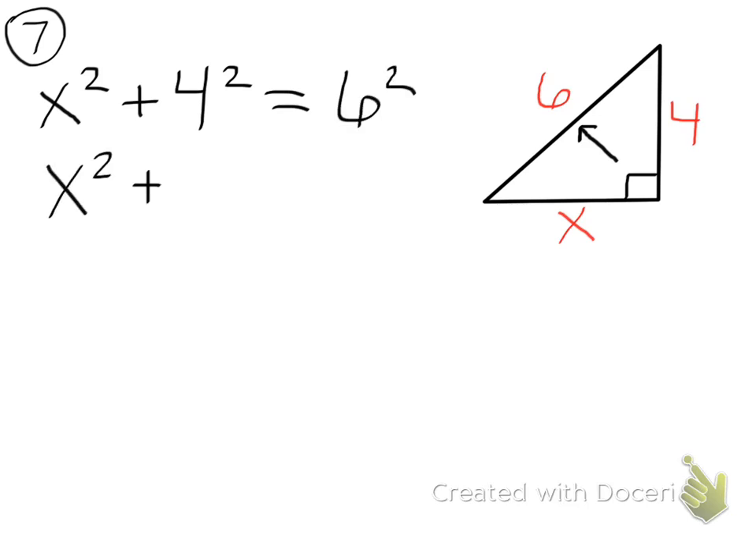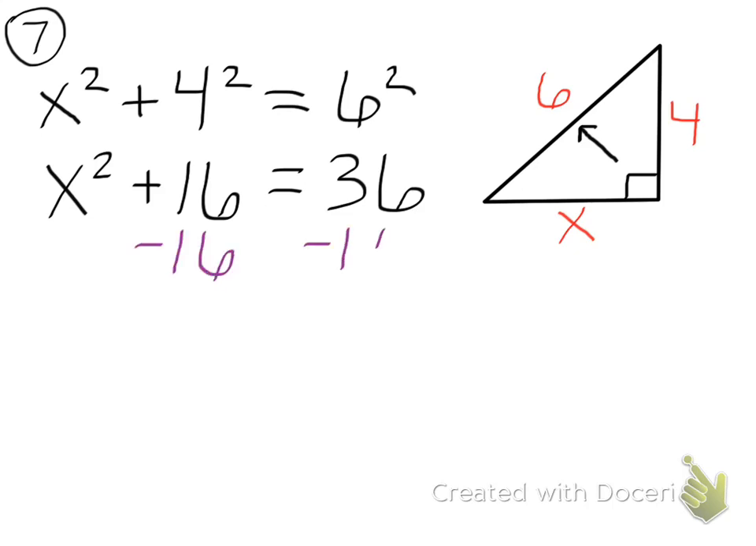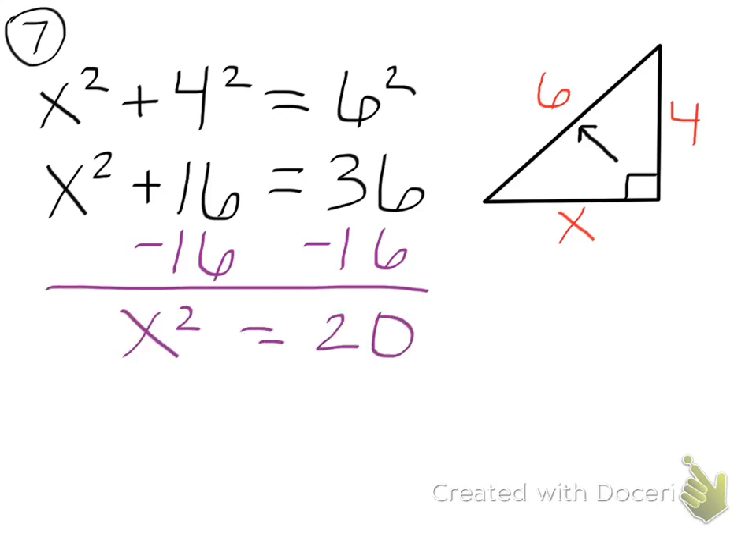And then 4 squared is 4 times 4, which is 16. And 6 squared is 6 times 6, which is 36. To get the x squared by itself, I'm going to subtract 16 on both sides. And I'm going to get x squared is equal to 20.